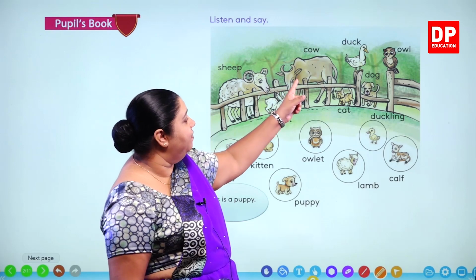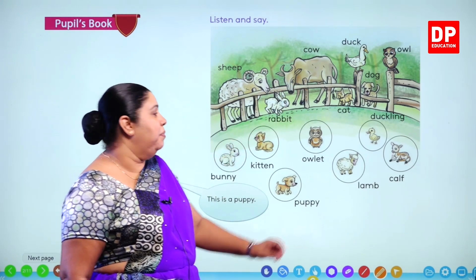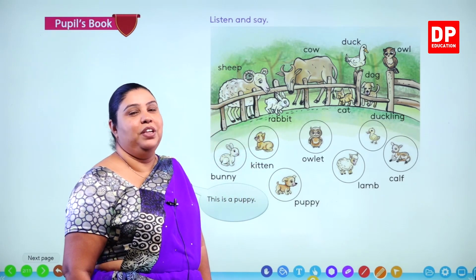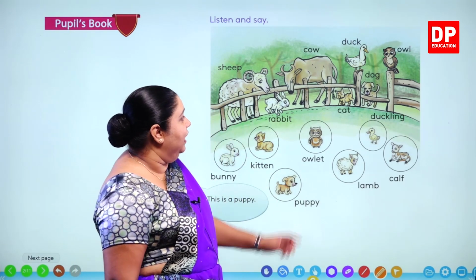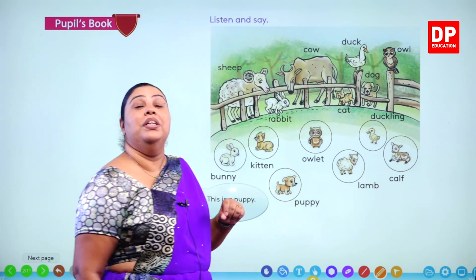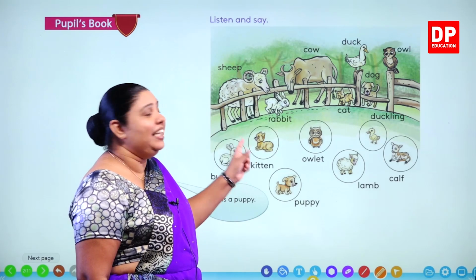Right? Then we have the cow. The baby cow is over here and we call it the calf. We call the baby cow calf. And we have a cat over here looking at us. We call the baby cat kitten.